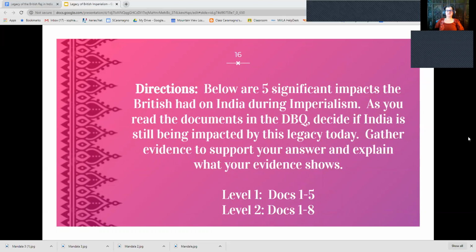So go ahead and take a look at those documents and see if you can figure out if these things that the British started during the Raj are still affecting India today. You're going to gather evidence that that is or is not happening, and then you're going to explain to me what your evidence is showing. That is the assignment for today.